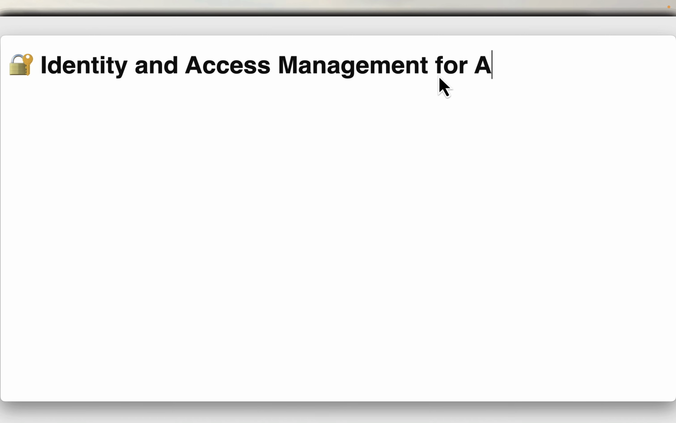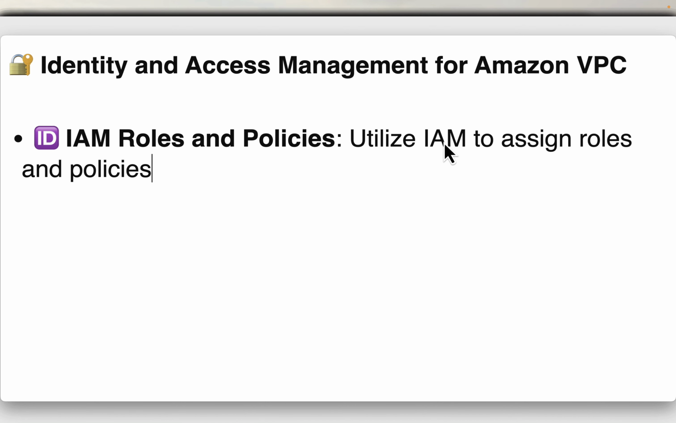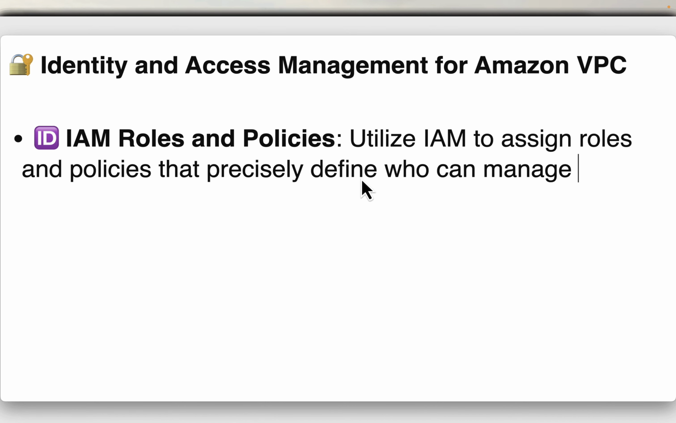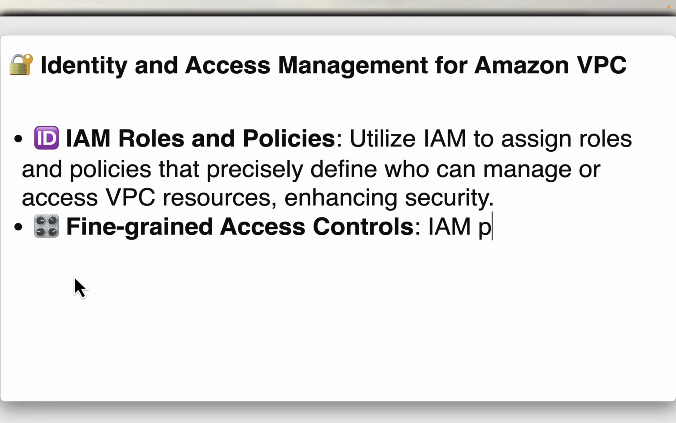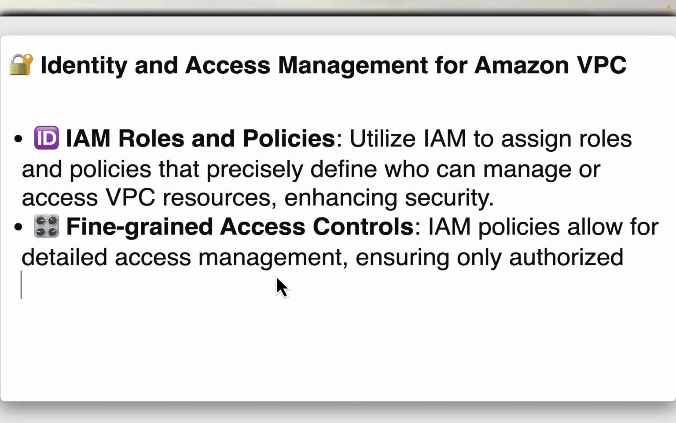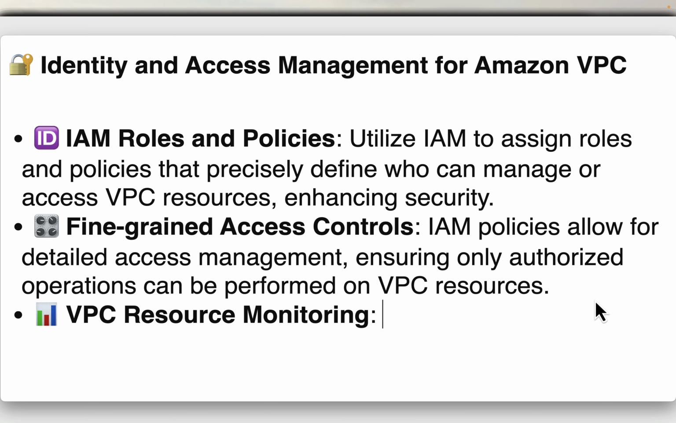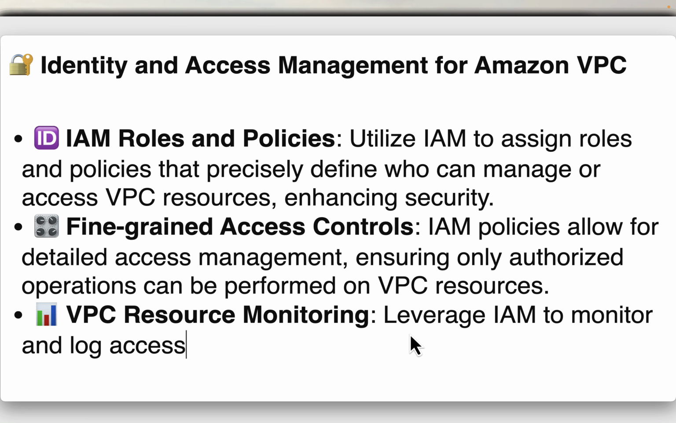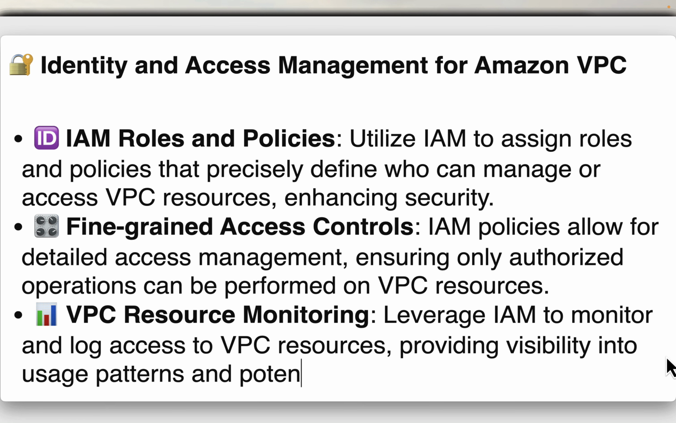Identity and access management for Amazon VPC. IAM roles and policies. Utilize IAM to assign roles and policies that precisely define who can manage or access VPC resources, enhancing security. Fine-grained access controls. IAM policies allow for detailed access management, ensuring only authorized operations can be performed on VPC resources. VPC resource monitoring. Leverage IAM to monitor and log access to VPC resources, providing visibility into usage patterns and potential security breaches.